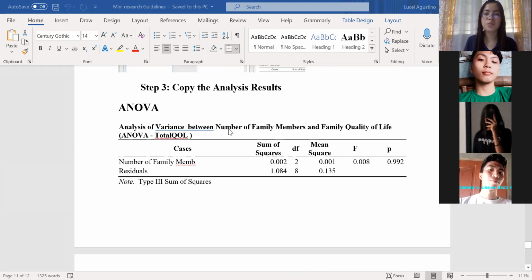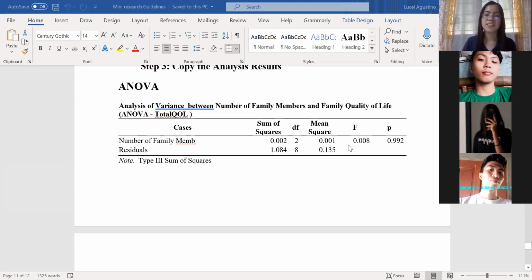So same with analysis of variance, you will see the sum of squares and the mean square. What you present in the table in results and discussion is only your F value, your p-value, and your interpretation. Is it significant or not significant?